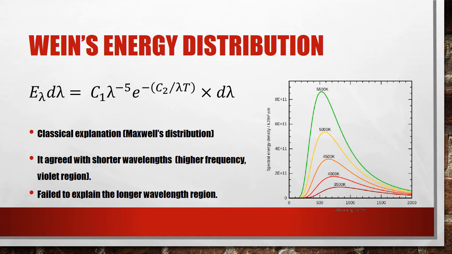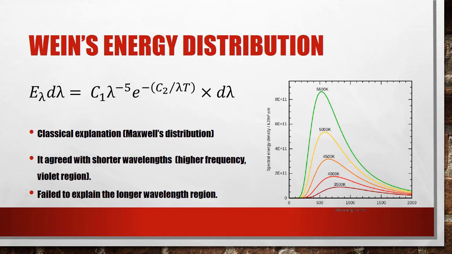The given equation is the black body radiation equation, known as Wien's displacement equation or Wien's approximation. It says that E lambda d lambda is equal to C1 lambda to the power -5 e raised to minus C2 by lambda T into d lambda. This E lambda d lambda is the energy emitted by the wavelengths between lambda and lambda plus d lambda. C1 and C2 here are constants, lambda is the wavelength and T is the temperature.